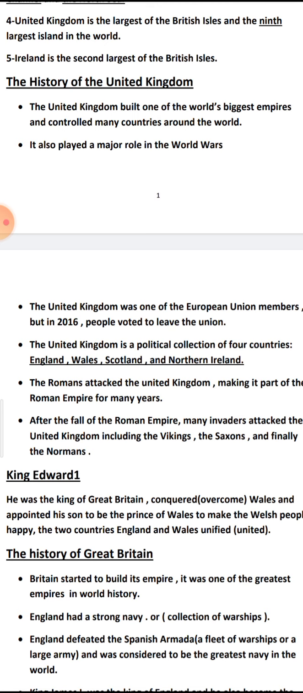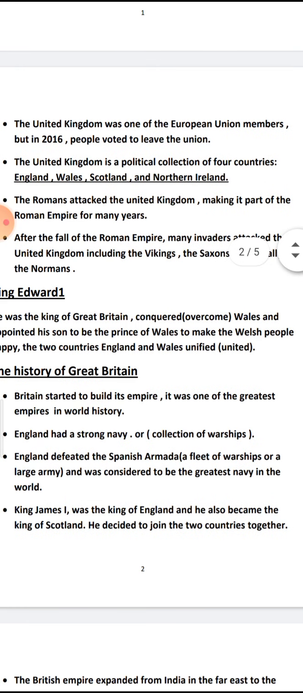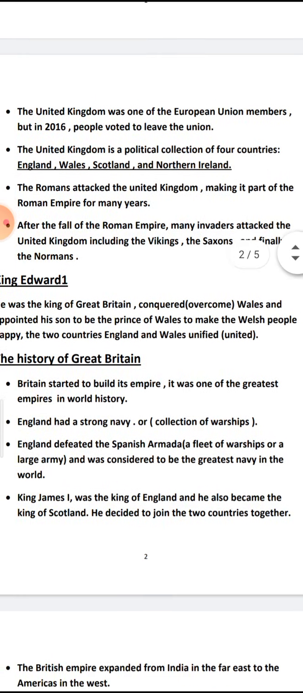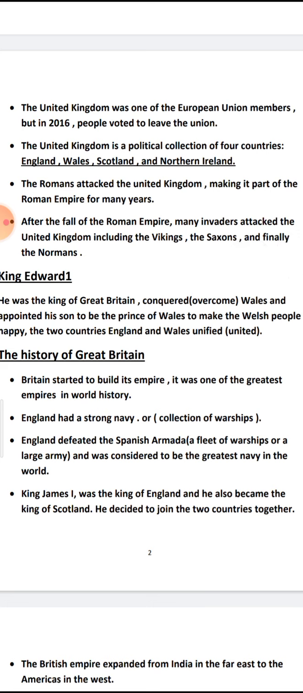It also played a major role in the world wars. The United Kingdom played a very important role in the world wars. The United Kingdom was one of the European Union members. And if I ask you what is meant by European Union, European Union means a group of countries joined together to protect their countries and to help each other.